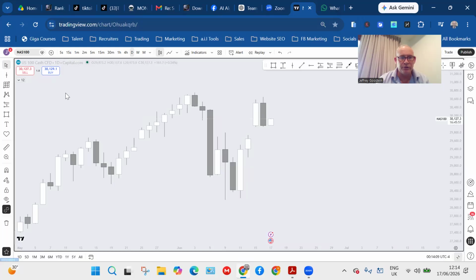Let me just check here. Just bear with me, ladies and gentlemen. Okay. This is NAS 100. This is what I'm using so far this year, my 2026 model. This is the daily time frame. This candle here is Monday. This is Tuesday, and this is today.